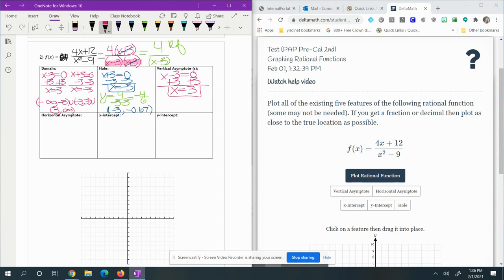Okay. Then our horizontal asymptote, we look at the degree of the numerator. So the degree of the numerator is 1. The degree of the denominator is 2. So 1 is less than 2. So that means that we have a horizontal asymptote at y equals 0.